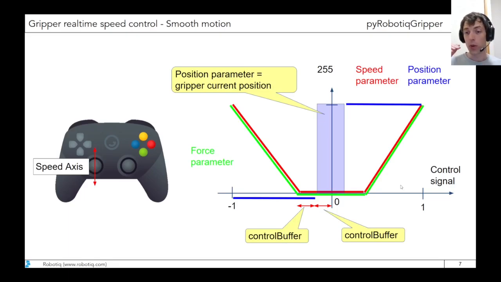And if you go above 2 control buffers, then the speed and the force start to increase like a ramp. And when you reach the control signal 1, the speed and the force will be at the maximum. And it's the same if you push down. If you push down more than 2 control buffers, the speed and the force will start to rise. And when you are at -1, the speed and the force are at 255.